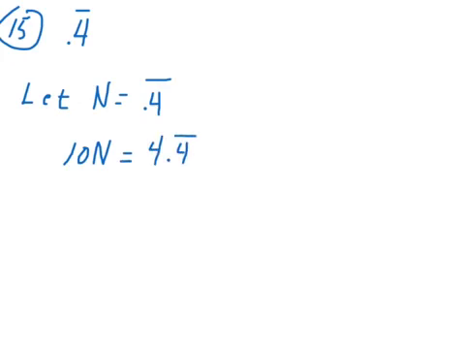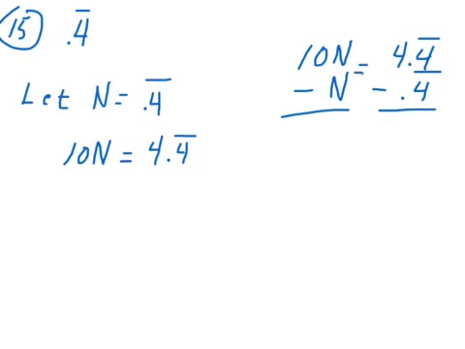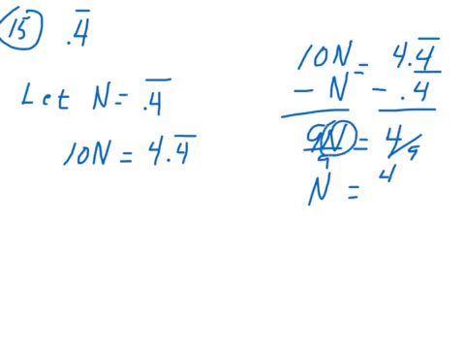And so then what they do is they come over here and they say, all right, take your 10n and subtract n. Well, what would that look like? That would be 4.4 repeating minus 0.4 repeating. So that would be 9n equals 4. If I solve for n, I would divide both sides by 9. n would equal 4/9. Now, if you put that in your calculator, it would actually do it for you if you just put .444 and put as many 4s as you could fit on your calculator and then put math enter.